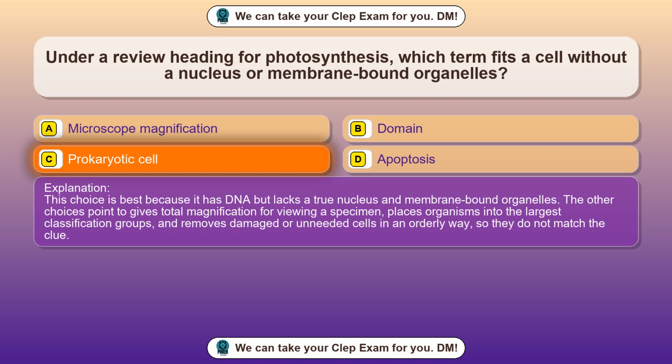This choice is best because it has DNA but lacks a true nucleus and membrane-bound organelles. The other choices point to gives total magnification for viewing a specimen, places organisms into the largest classification groups, and removes damaged or unneeded cells in an orderly way, so they do not match the clue.